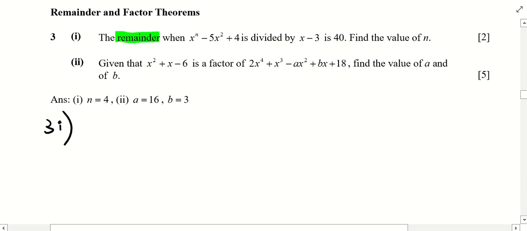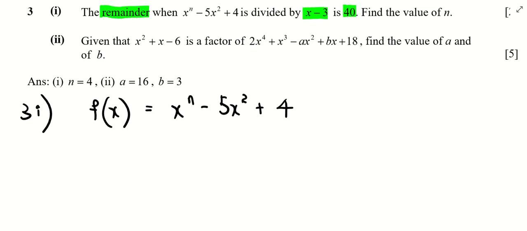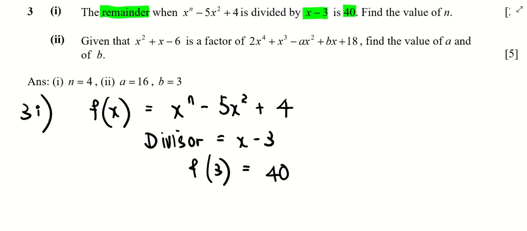So clearly we must use the remainder theorem, and there is a remainder of 40 when divided by x minus 3. But the polynomial is not defined. We need to define it by f(x). After that, I write down what is the divisor and use the remainder theorem. So remainder theorem tells us we need to put x minus 3 equals 0. So this means the value of x is equal to 3 into the polynomial. So replace your x by 3 and solve accordingly.